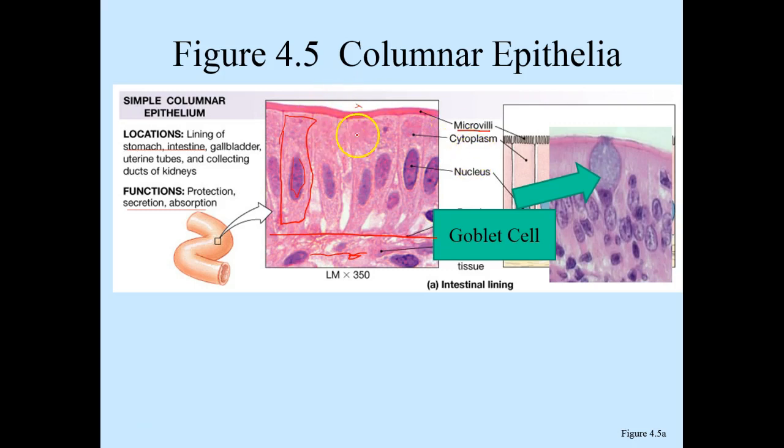One thing found in these column cells, and I have a picture over here, is a specialized cell. That specialized cell is called a goblet cell. The purpose of a goblet cell is to secrete mucus for protection.